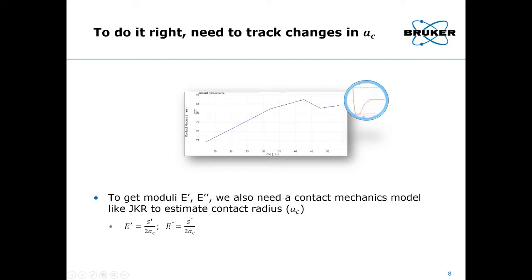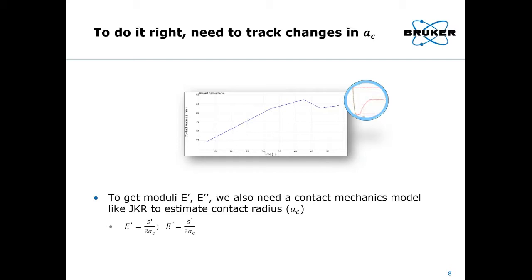But as you can see from this plot, my contact radius actually varies during the script. So over time, my contact radius usually increases. So if I want to get all of the storage moduli and loss moduli at different frequencies, I need to know what the contact radius is at each of those times during the evolution of the contact. So that's an intrinsic difficulty that comes with making accurate viscoelastic measurements with indentation type methods.